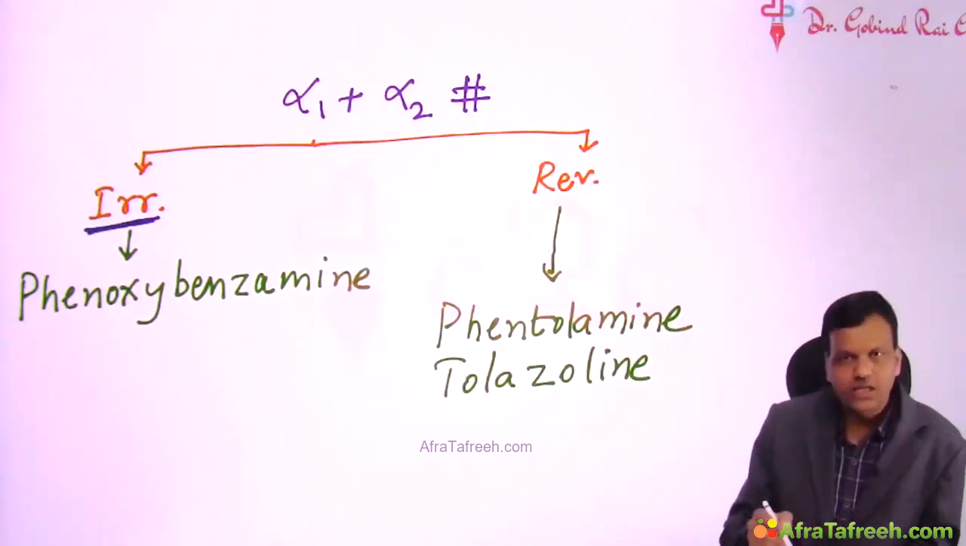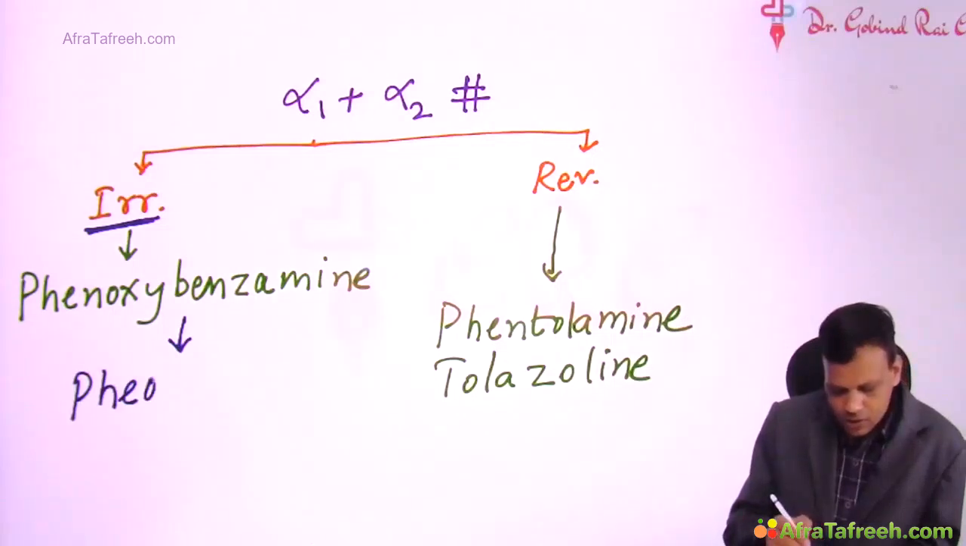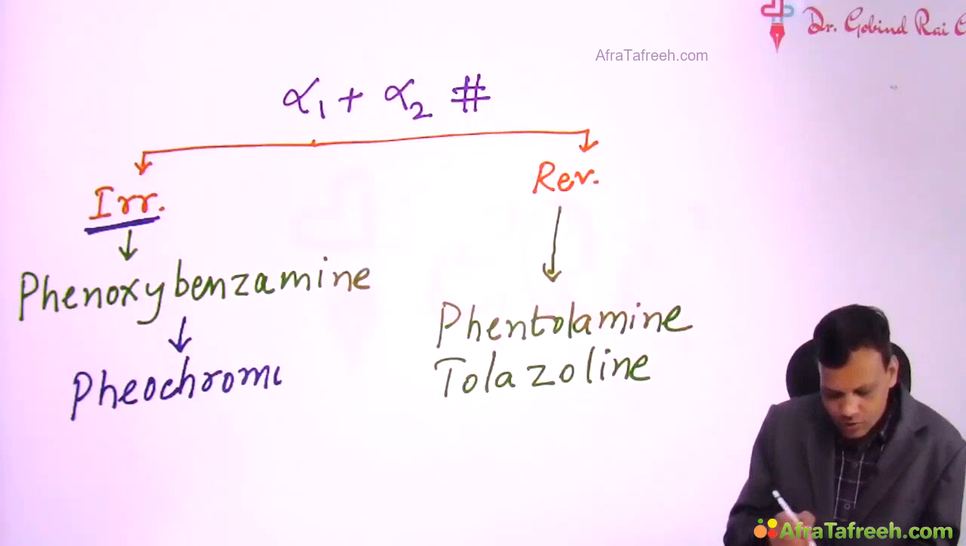So in which condition is there severe hypertension and that too for prolonged periods? Yes, the answer is pheochromocytoma. So in pheochromocytoma, we can use phenoxybenzamine.